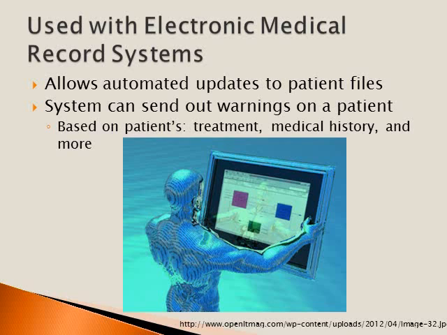Also, it is important to understand that expert systems are used with electronic medical record systems, and this allows for automated updates to be made to the patient's files so that it's very clear and smooth about what the patient is there for and what their patient history has been, without all the paperwork that would be required if it wasn't an electronic medical record system. In this way, the system can send out warnings on a patient, based on the patient's past treatment, medical history, and more. This is basically all to try to keep the patient as safe as you can possibly keep them.